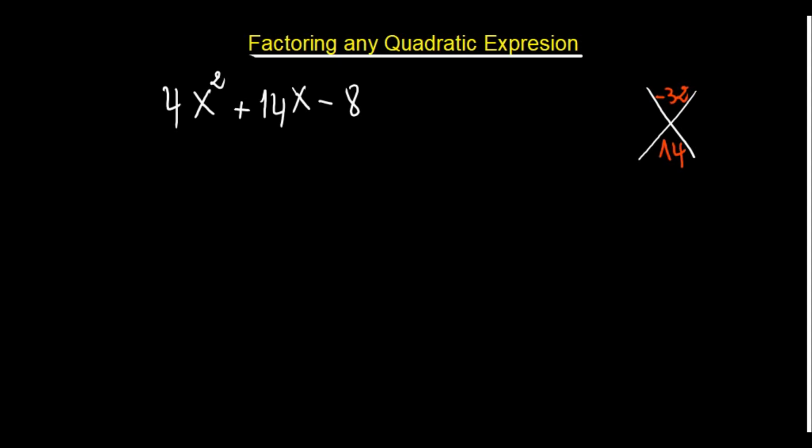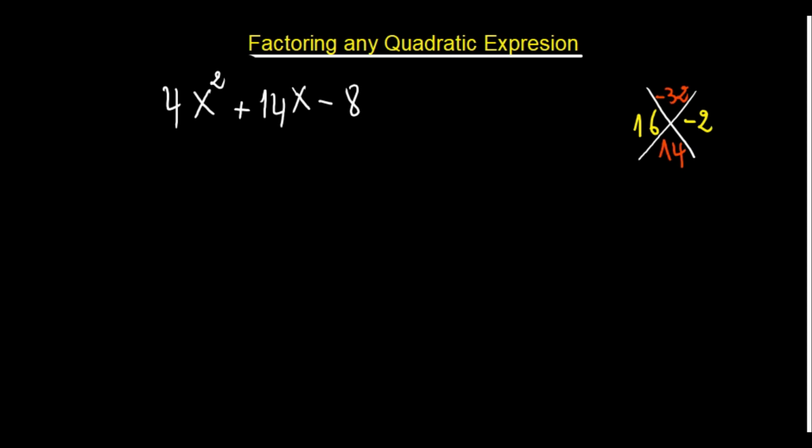Now you need to find two numbers which multiply to negative 32 and which also add to positive 14. 16 and negative 2 are your two numbers, because 16 and negative 2 multiply to negative 32, and 16 plus negative 2 gives your 14.